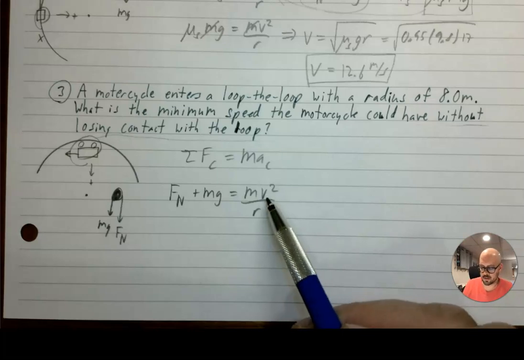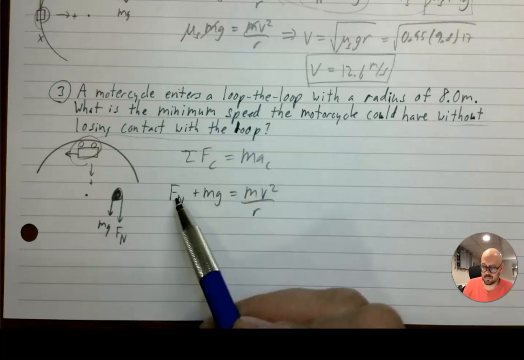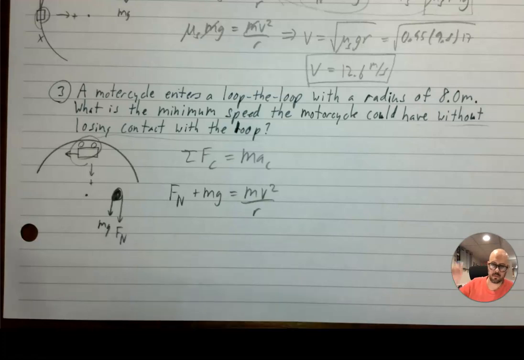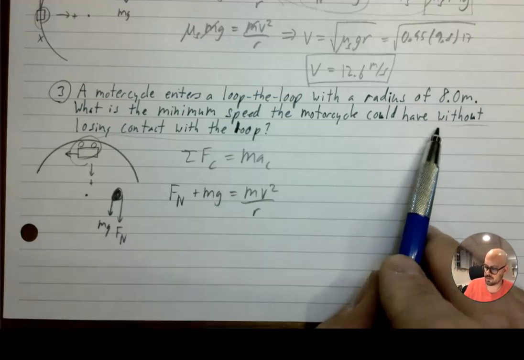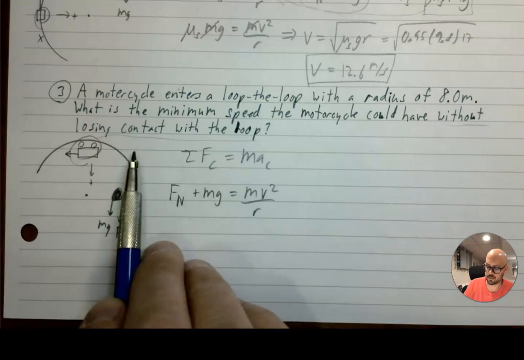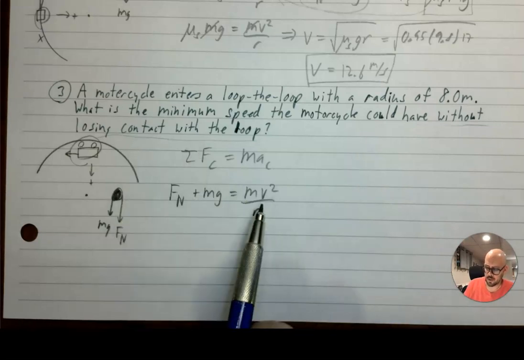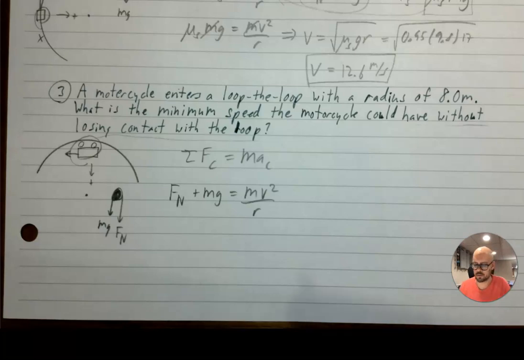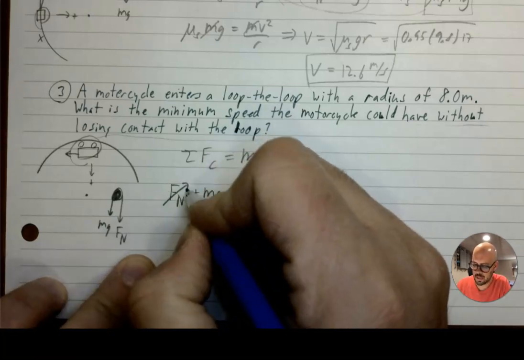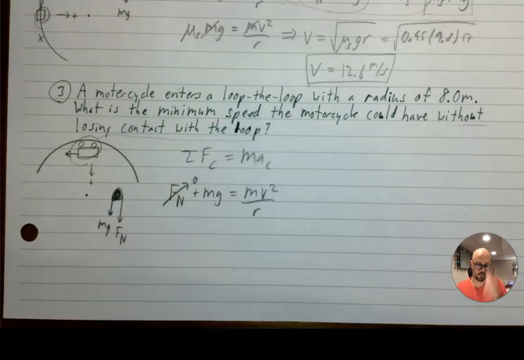The faster that the motorcycle drives, the bigger the normal force. The more the normal force is going to push down on the motorcycle. If I want this motorcycle to be at the limit where it's about to lose contact with the loop, I have to imagine that the speed goes down further and further until this normal force is as close to 0 as possible. So we make it 0, and that will be our limiting case.